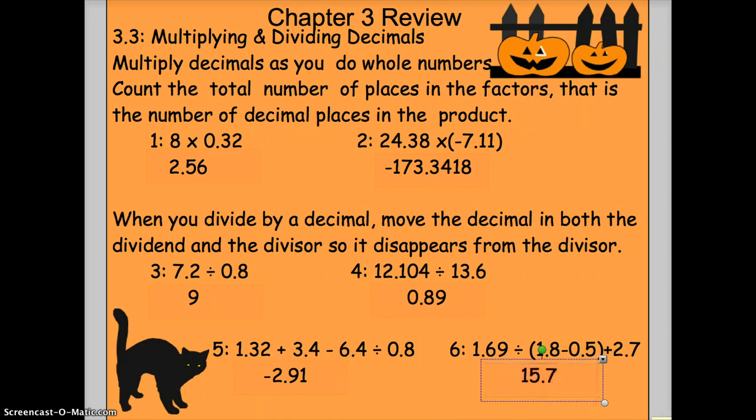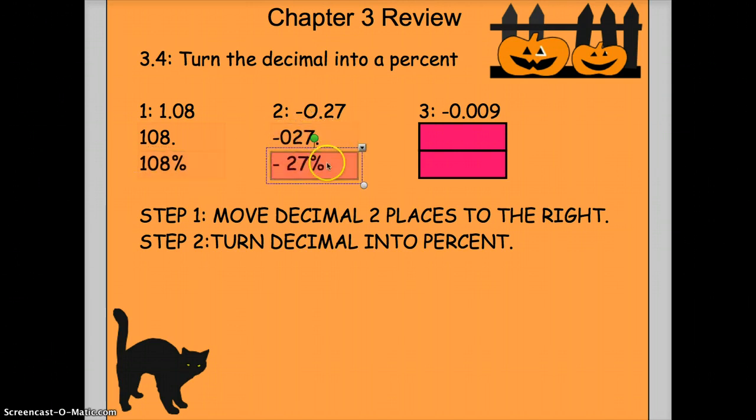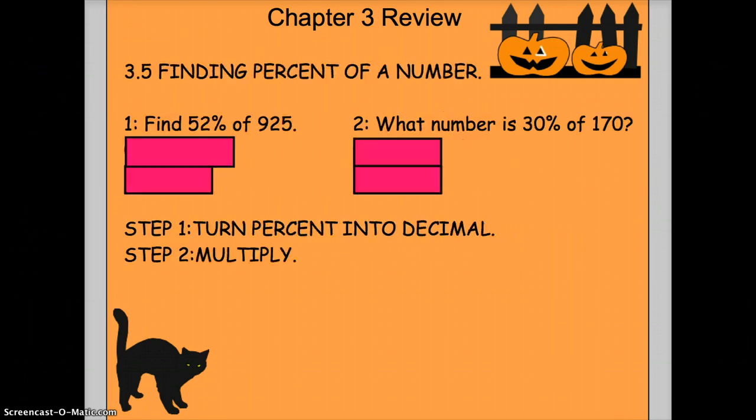Again, make sure you rewatch these or pause the video so you can work out why you might have gotten an answer wrong. 3.4, turning the decimal into a percent. This is nice and easy. All I do is move the decimal 2 places to the right. And add my percent sign, of course. Notice it keeps the negative on both of these because if you have a negative in the decimal, you will have a negative in the percent.